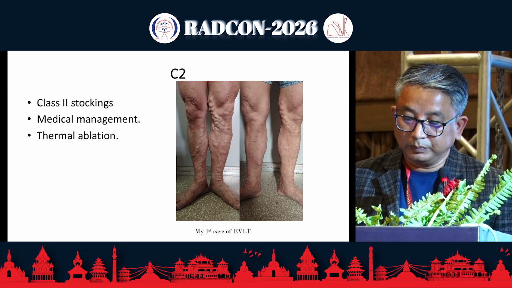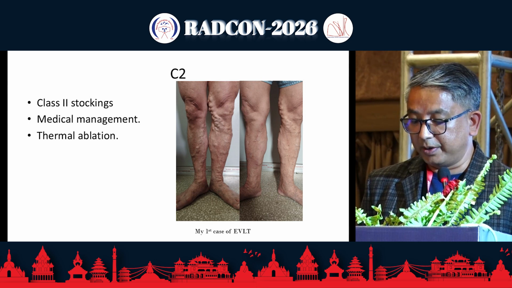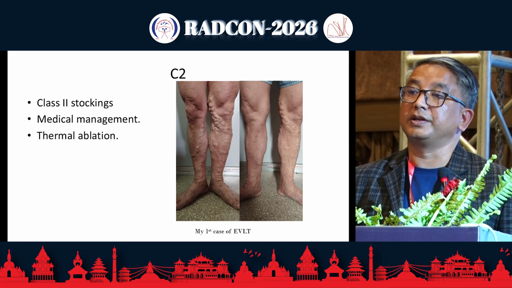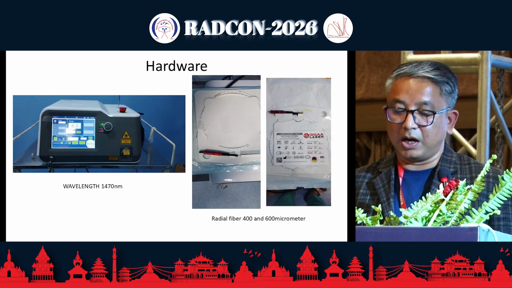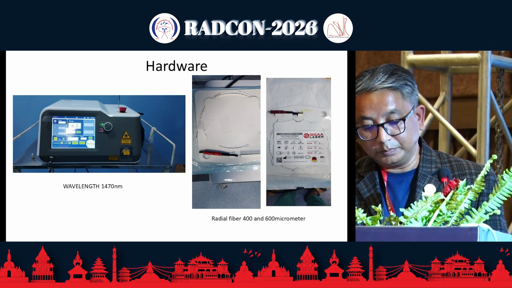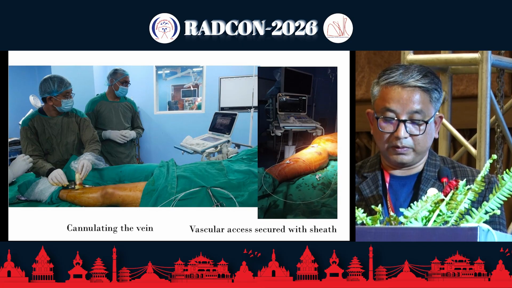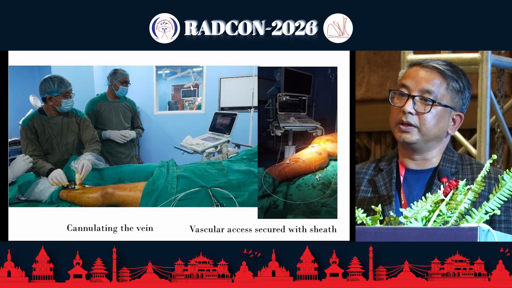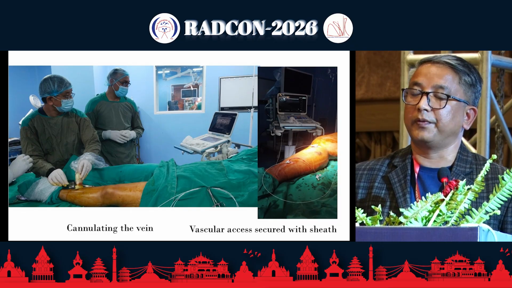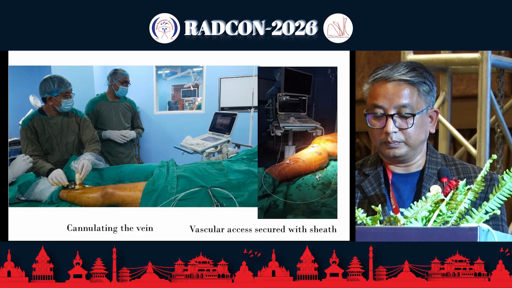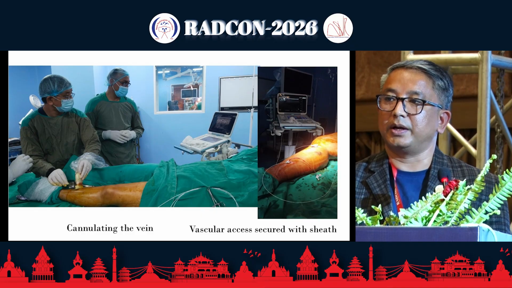So this is my first case, who has incompetent SFJ, SPJ, and perforators. These are the images pre and post procedure within 1 week. I have done laser ablation of GSV, SSV, and incompetent perforators of bilateral lower limbs. So these are the hardware, our laser machines, and these are fibers. Here under ultrasound guidance, I am cannulating the GSV. This is securing the sheath and inserting the laser fiber. The tip of the fiber must be at least 3 centimeters away from the SFJ or SPJ. Then based on the caliber of the GSV and its distance to the skin, we set the watts, and we ablate the vein.